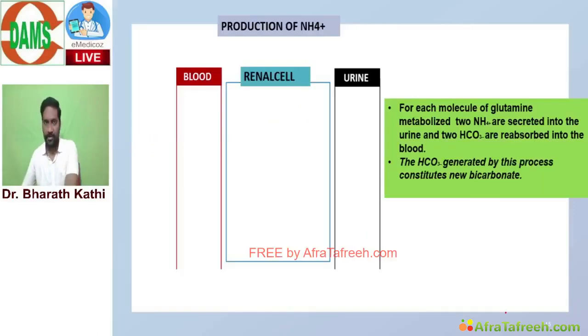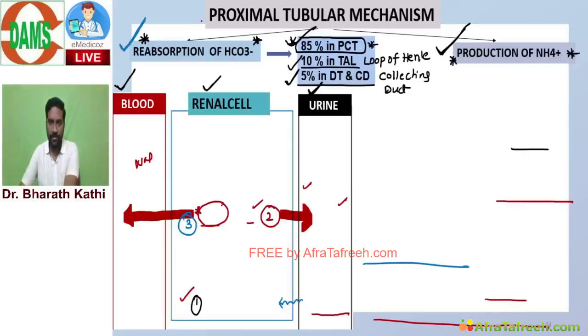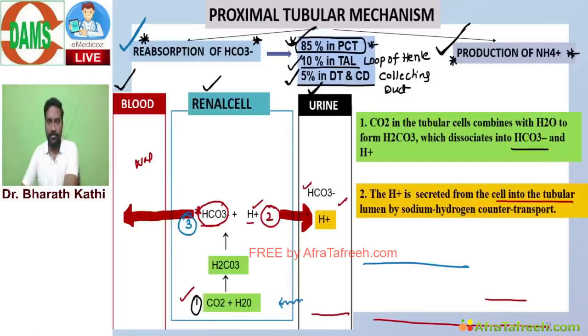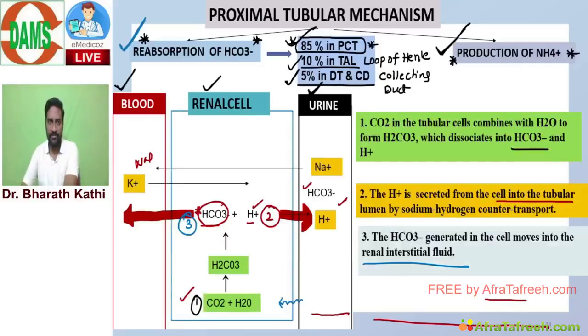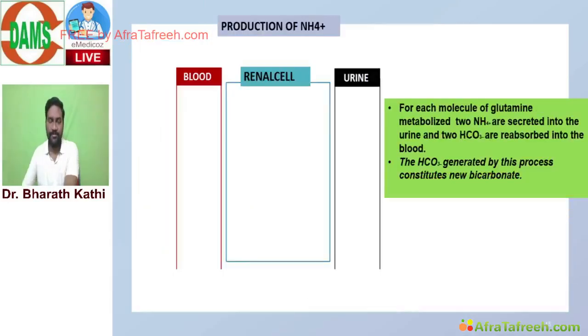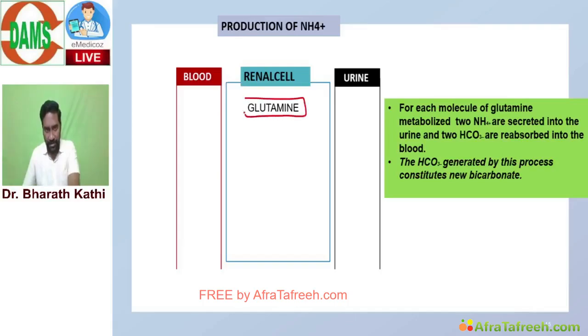The next important mechanism in the proximal tubules: this was the proximal tubular mechanism we discussed, of how it reabsorbs bicarbonate. Next is the production of NH4 plus. This is what is happening. There is a substance called glutamine.